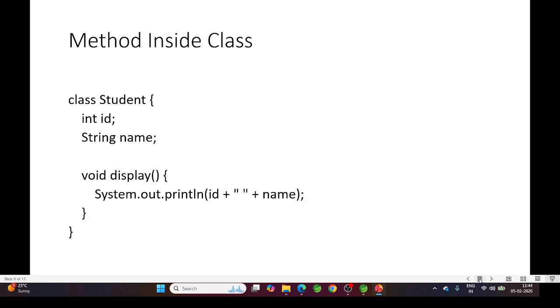A class can also contain methods. Methods are used to define behavior. Here the display method prints the student details. Method helps in reusing the code. Here the method is display, which is used to print the student details. This method can be reused any number of times in the future if required in the same code.